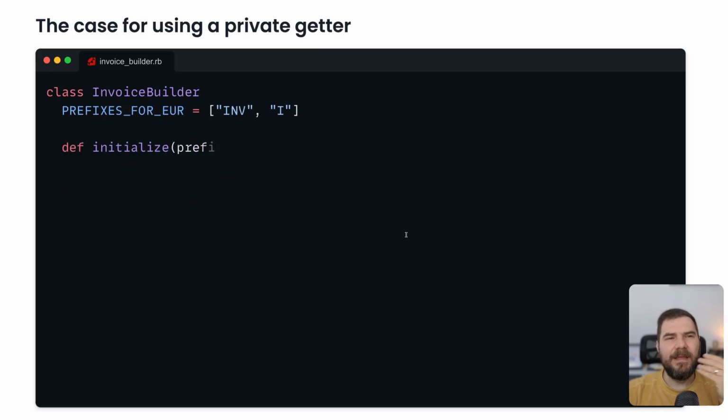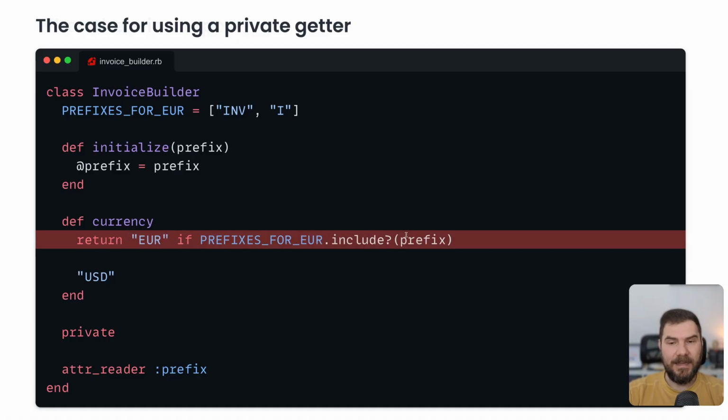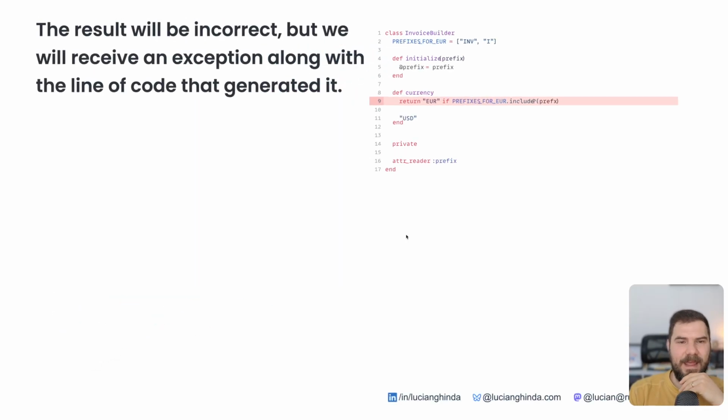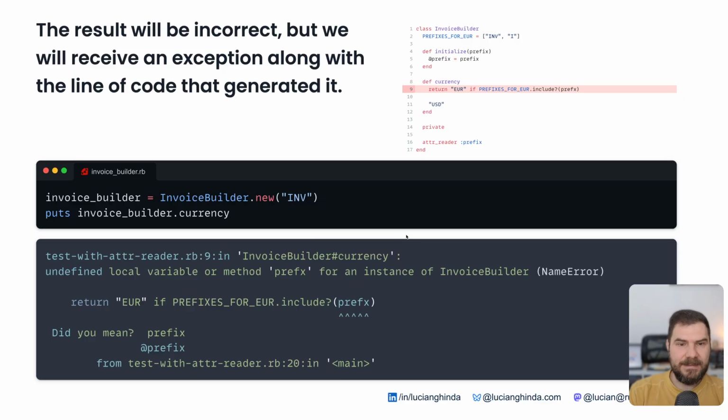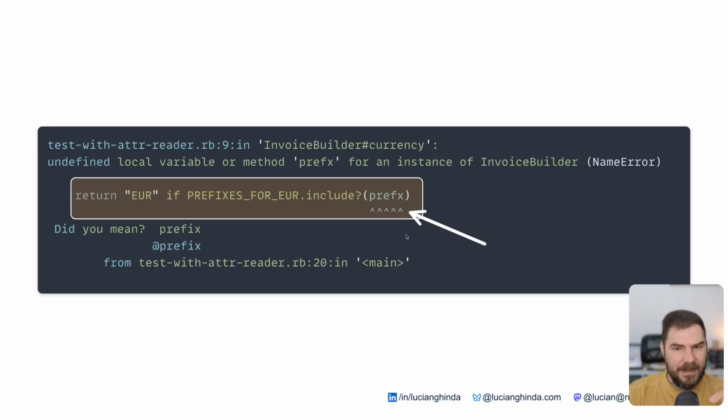Now, this is, I think, the case for using a private getter. What happens if I'm not using the instance variable @prefix, but I'm defining a private attr_reader, so a private getter called prefix, and I'm calling that? If I make the same mistake, let's say my i on the keyboard is not working, I forgot to press it because I'm typing very fast, and I try to run the test, you will notice here that it gives me an exception. So it tells me the exact line of code and the name of the local variable or method that is not found. So it tells me also what the lookup process is. It's trying to find a local variable or method.